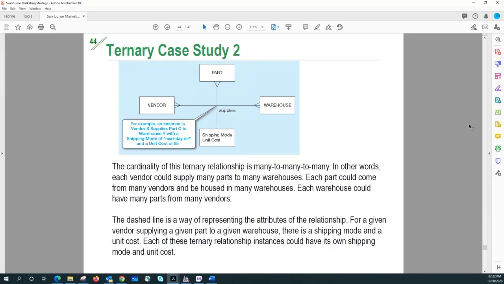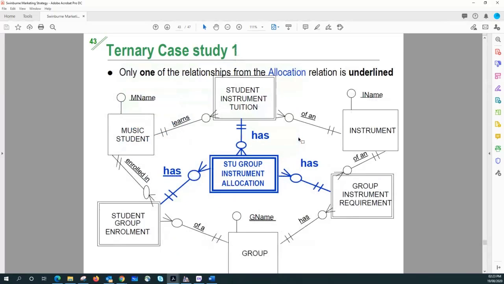We have different warehouses, and there are so many vendors or suppliers. They are supplying parts for different warehouses. So what we have is this model: three entities, with a many-to-many relationship between them. Same principle. We have three entities, vendors, parts, and warehouses, with many-to-many, many-to-many, many-to-many relationships.